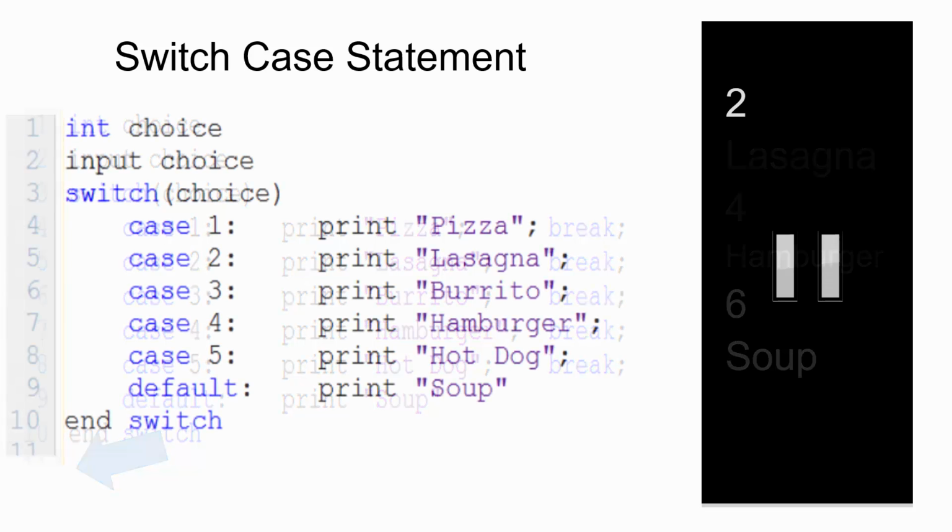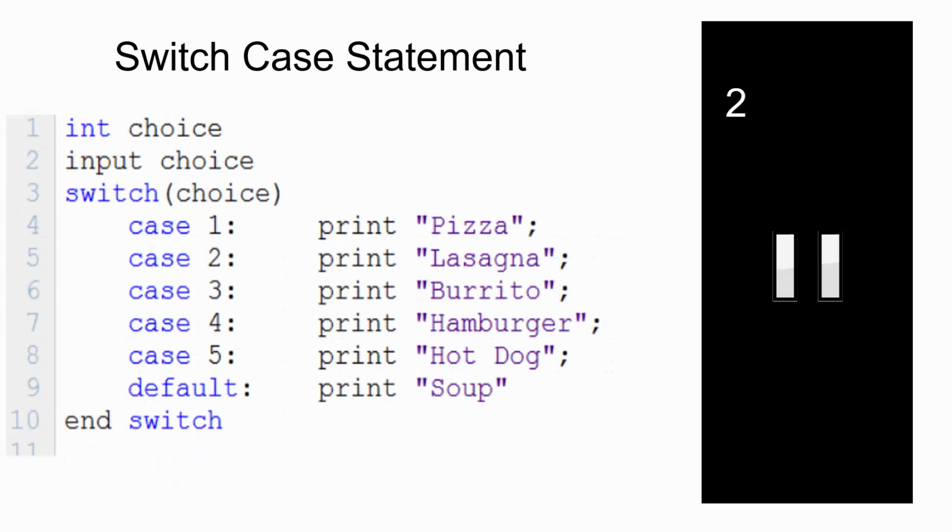Here is an interesting twist to the switch structure. Stop the video and see if you can spot it by correctly predicting the output for the value 2. Now, let's see if you figured it out.